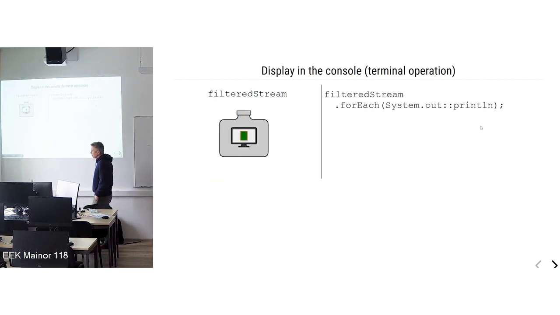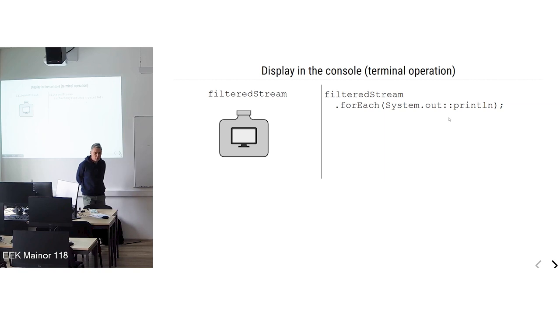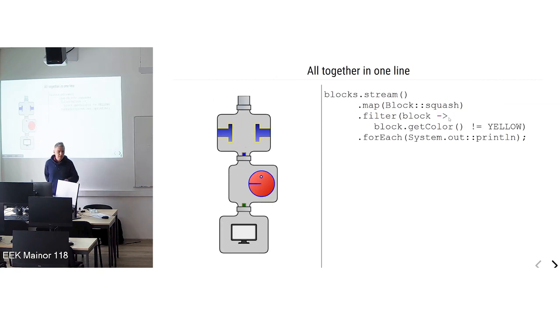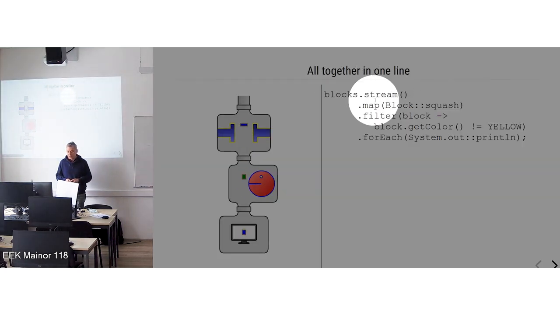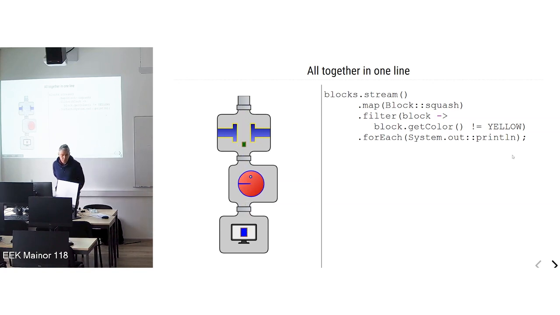And finally, we might want to do something with each element of this stream, like displaying it in the console. So we have this filtered stream here, and we're calling the forEach method and a method reference here, System.out::println. So please print each squashed non-yellow block on screen. And all together we can put this in one line. Actually, all this stuff can be expressed in one line of Java code, like blocks.stream. Now we are doing mapping, now we are doing filtering, and now we are doing something for each element of the stream. So this works like this.